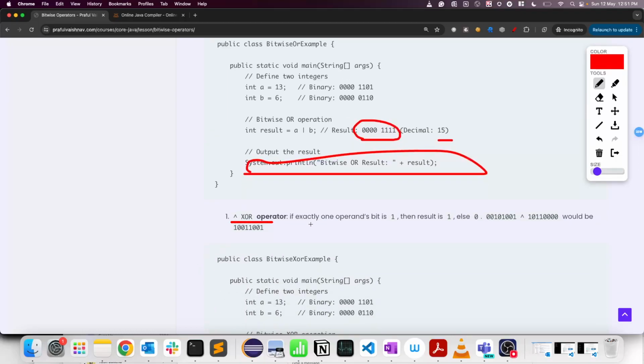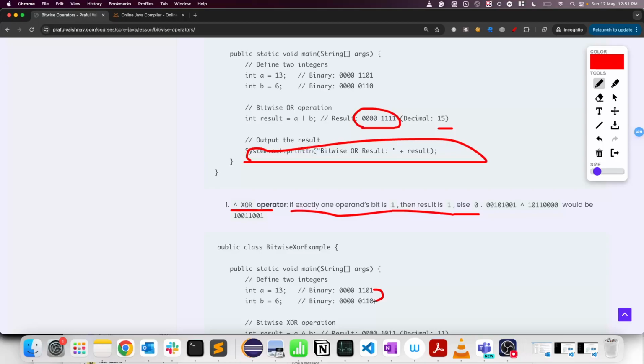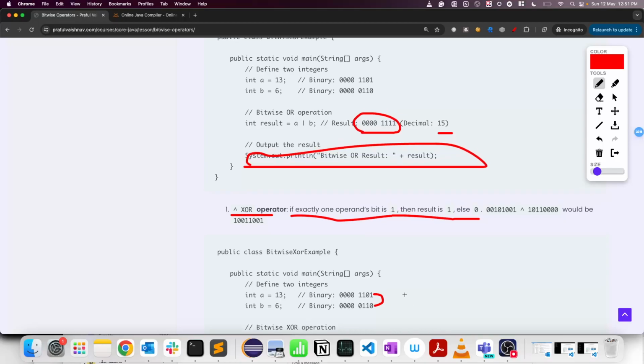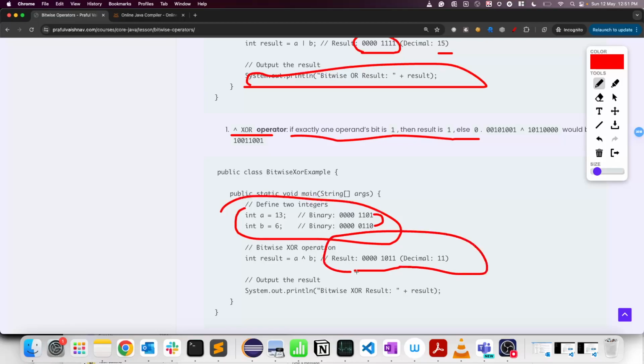XOR operator, what we said is that in the XOR operator, if exactly one operand's bit is 1, then the result is 1, else 0. What will it give? 1 and 0? 1. 0 and 1? 1. 1 and 1? 0. So if we do the XOR operation of these two variables, it will result in these bits, and the decimal representation of these bits is 11.